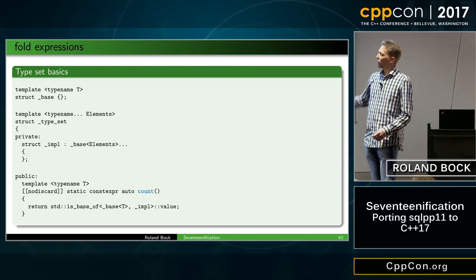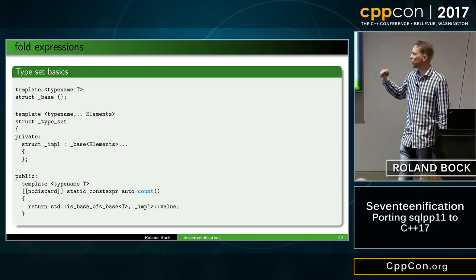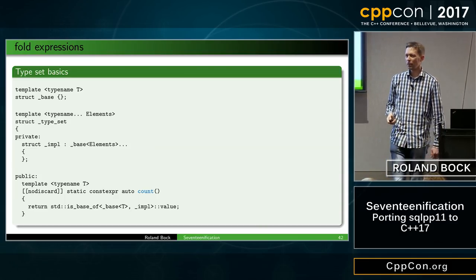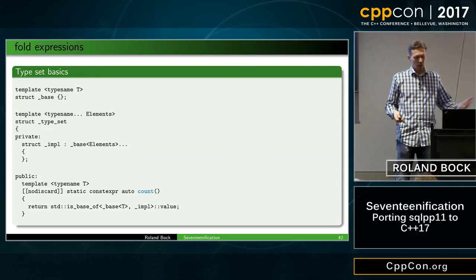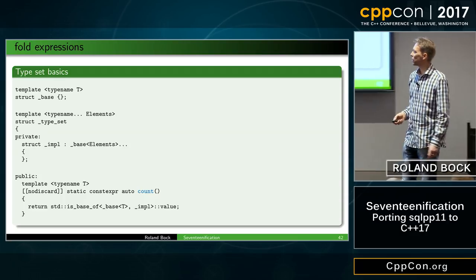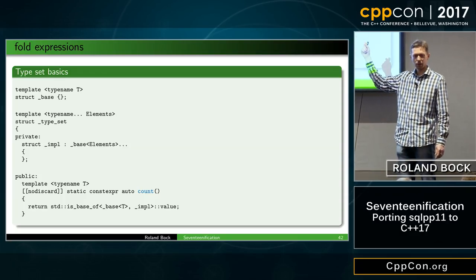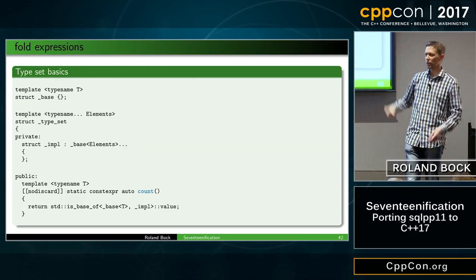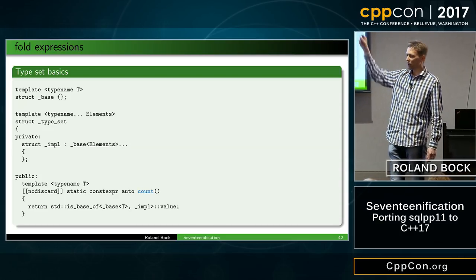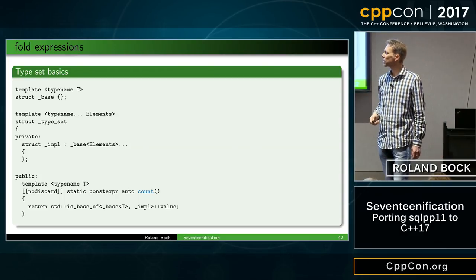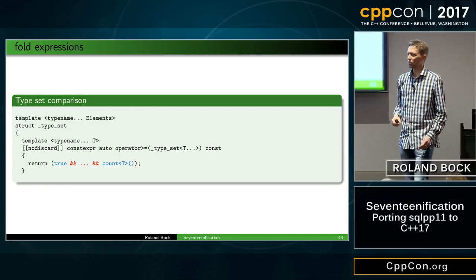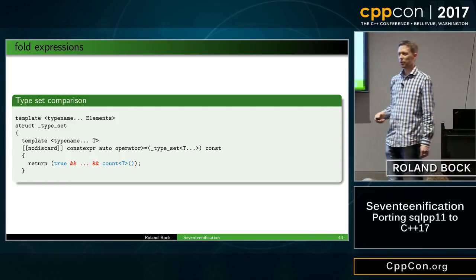And then, before we go into how to construct this, we'll start with checks. Right? How to check whether there's an element in this set. Well, you can just check whether base T is a base class of this impl class. Right? And the compiler will just tell you, yes, it is or it isn't, depending on whether T is one of these elements.